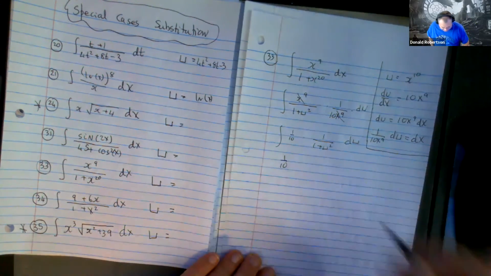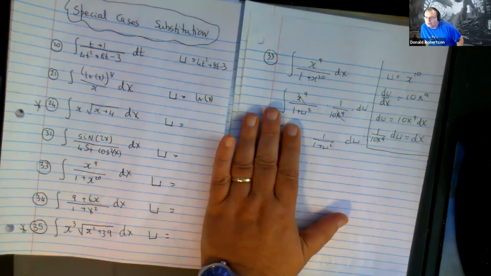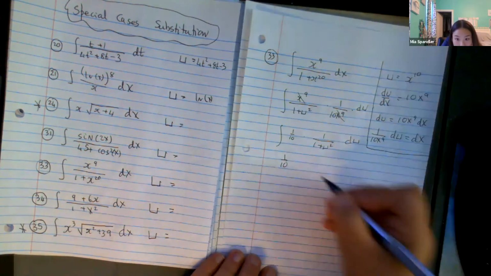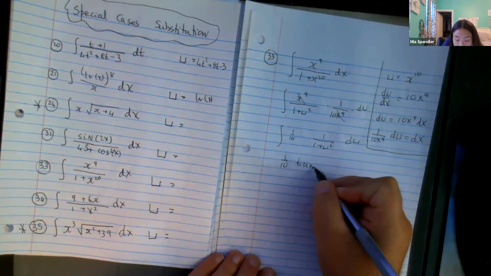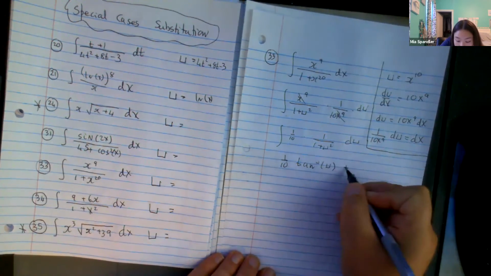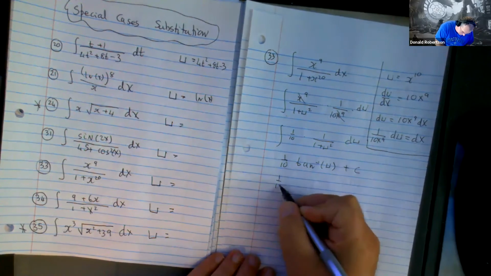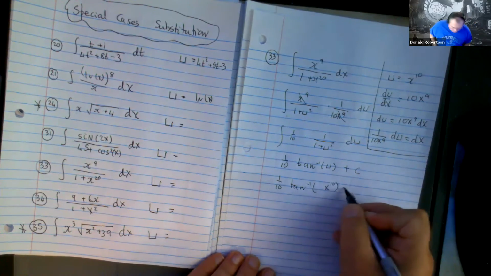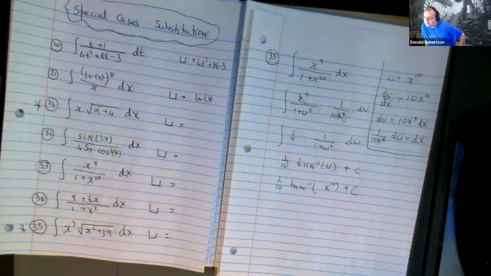What is the antiderivative of 1 over 1 plus u squared? Inverse tangent. And then turn it back into x's. Didn't that one work out okay once you figured out the right use of it?